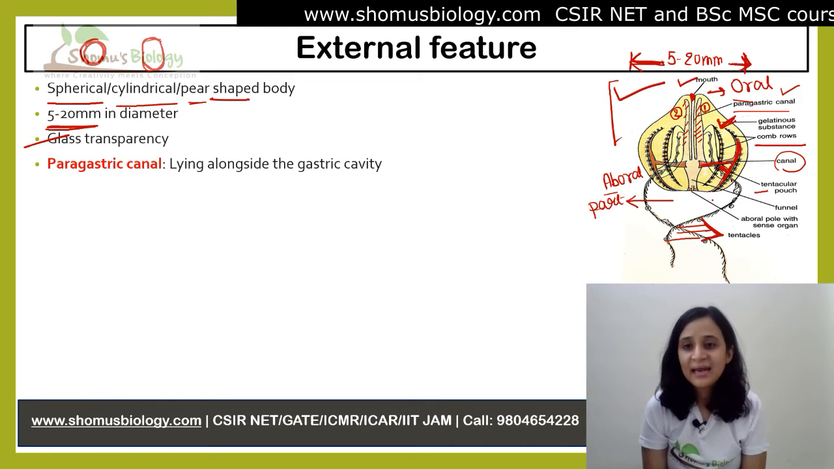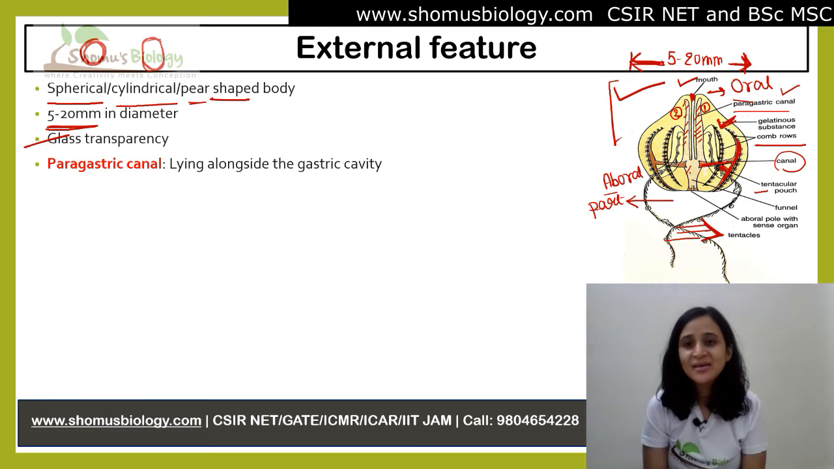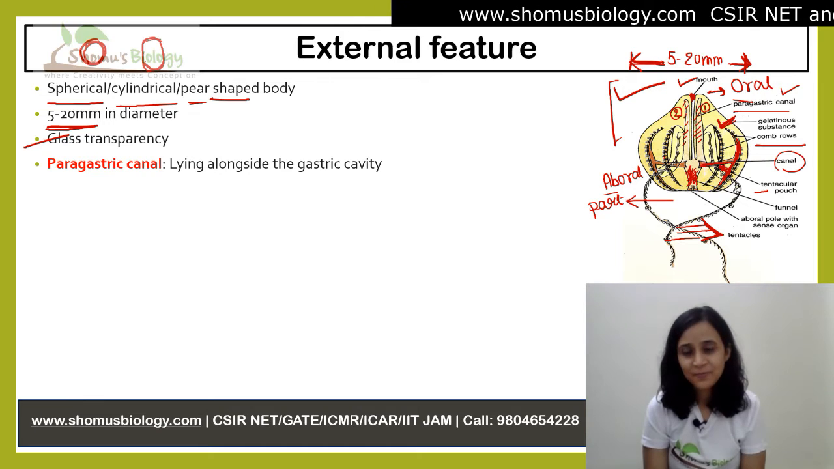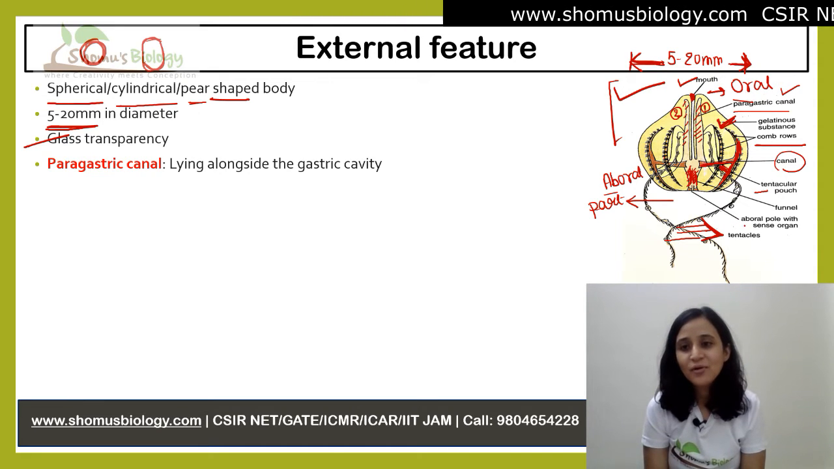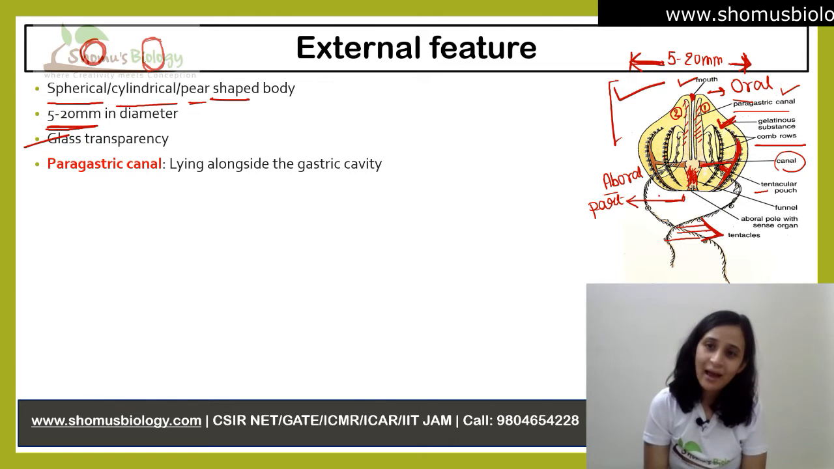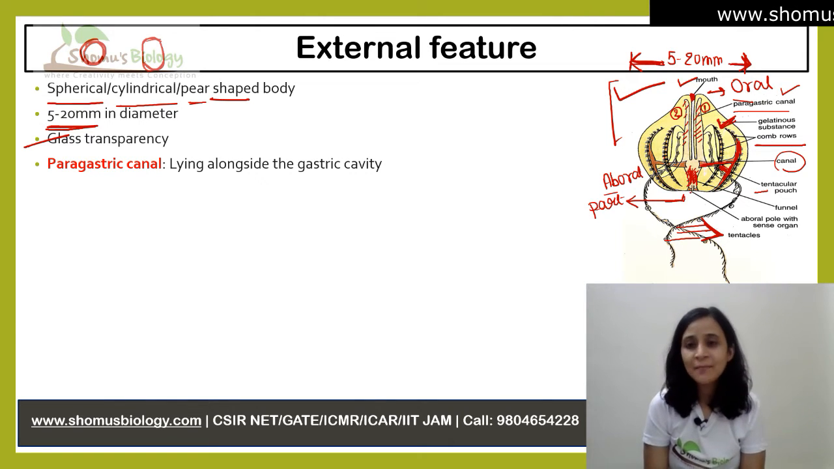Next is the funnel. Here you can see this is a funnel-like structure. This is the funnel. And then they have the aboral pole with a sense organ. I have already mentioned that this is the aboral pole, and in this aboral pole they have some sense organs. Due to those sense organs, they can sense things. Those sense organs are present in this aboral part.